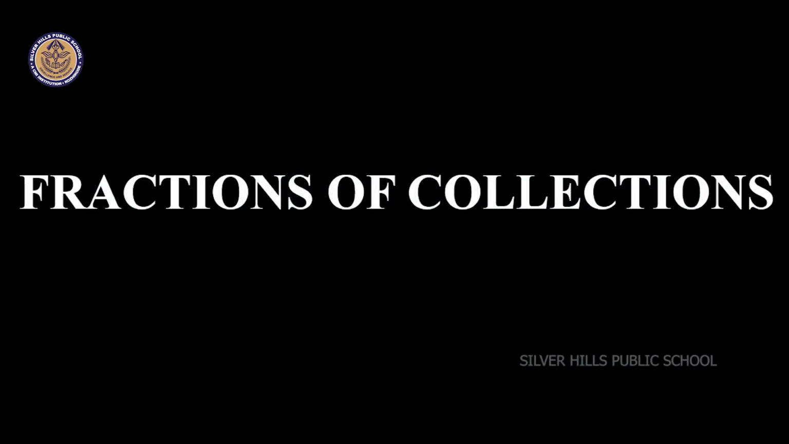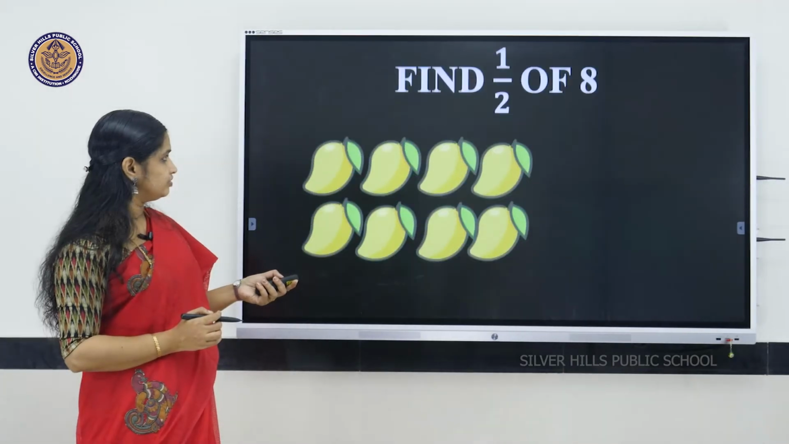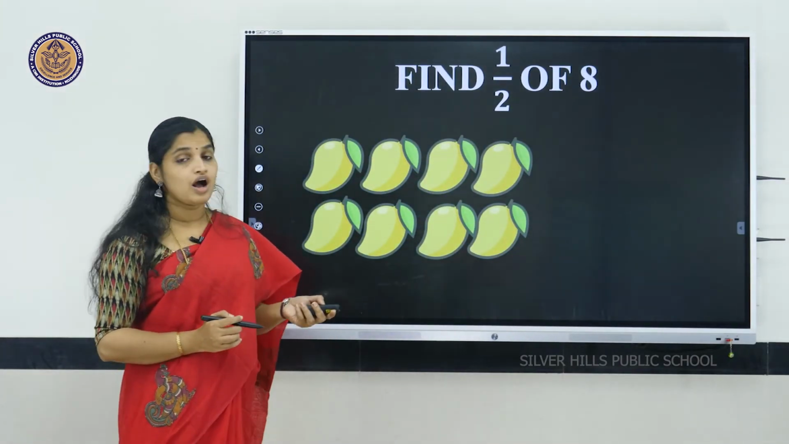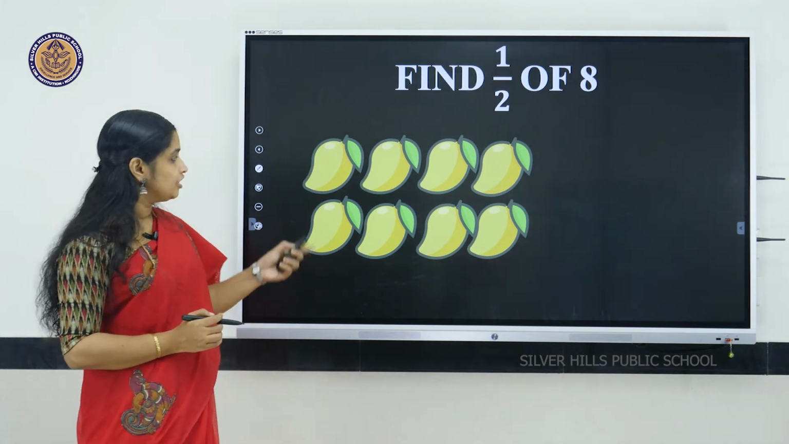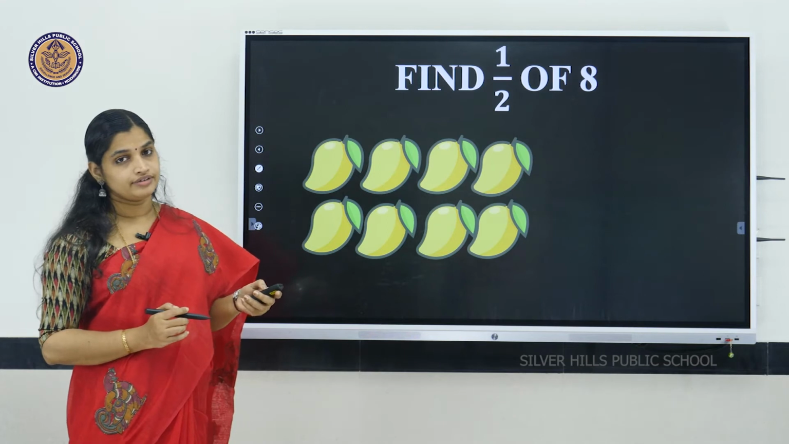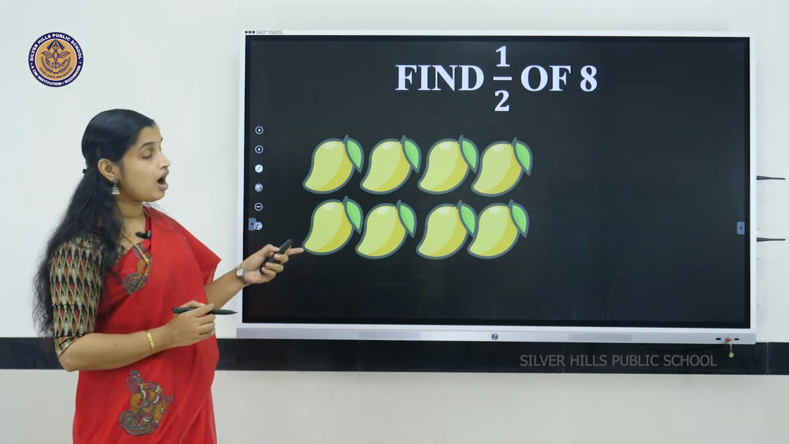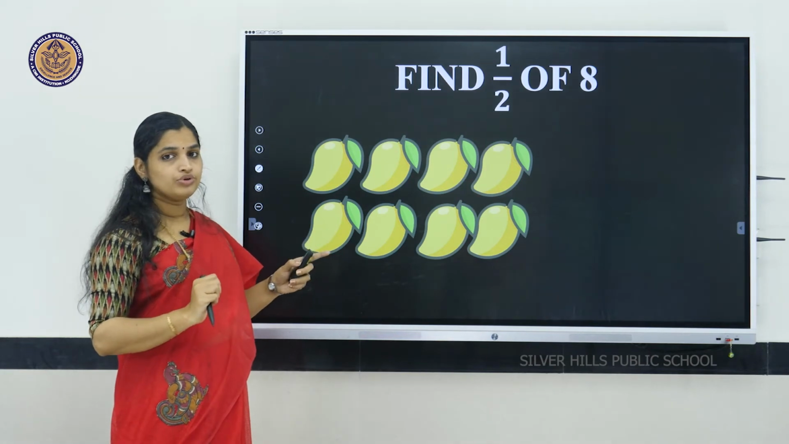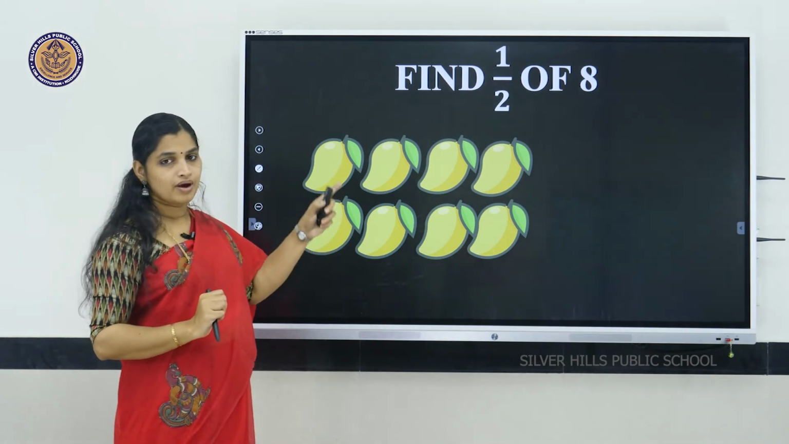Now we are going to find fractions of collections. Here we are going to find half of 8. So how many mangoes are here? 8 mangoes are here. And we are going to find half of 8. Half means 1 out of 2 equal parts.